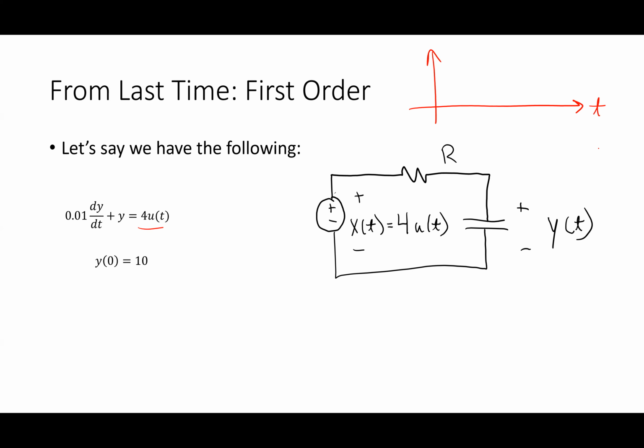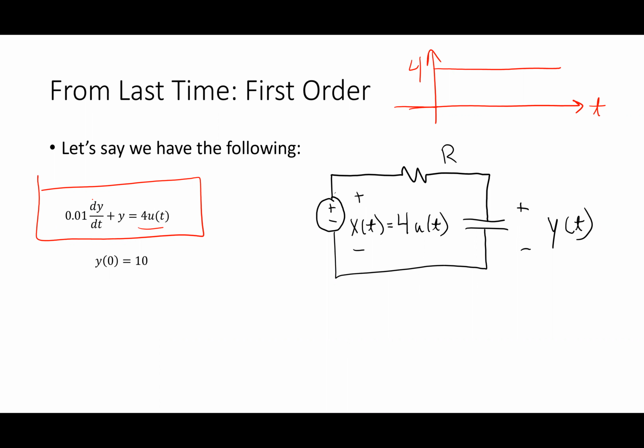4 u of t, what does that look like before t equal to 0? 0, and then after t equal to 0, it's 4, okay? So my input looks like that. All right, so I want to follow through with my process here. There's my differential equation. Somehow the RC values are such that this is 0.01 dy dt plus y equals 4 u of t.